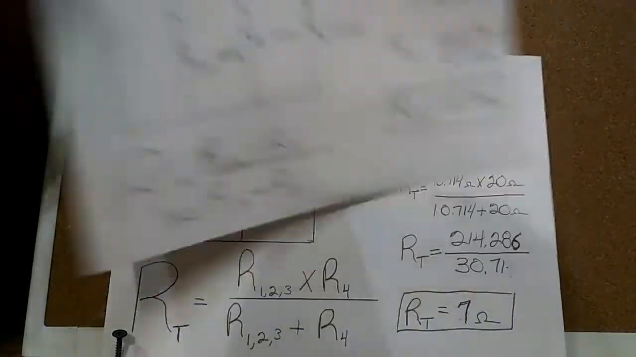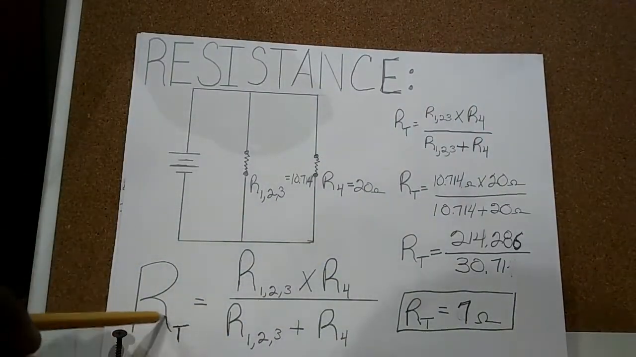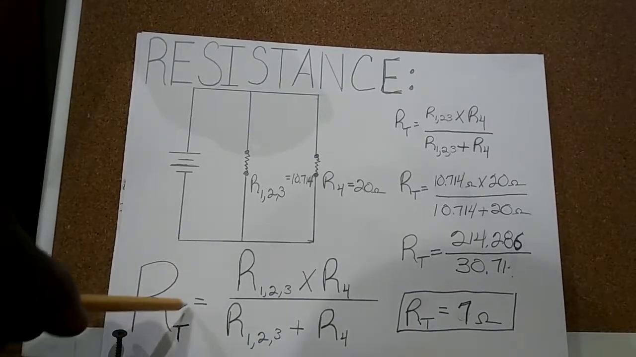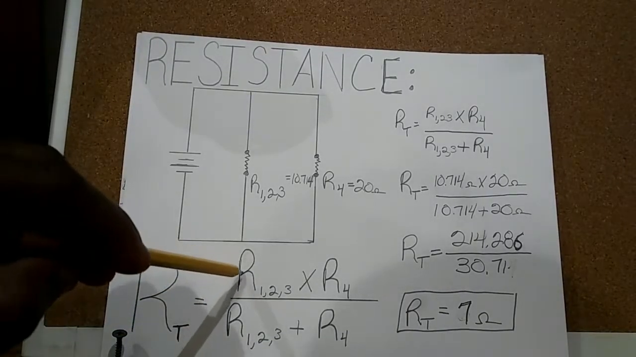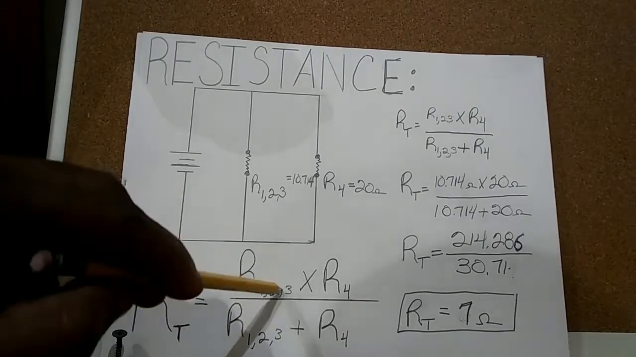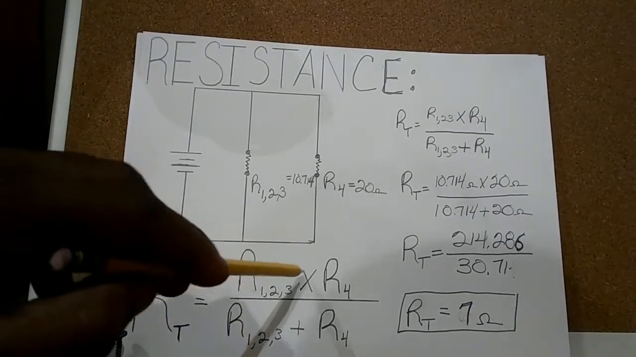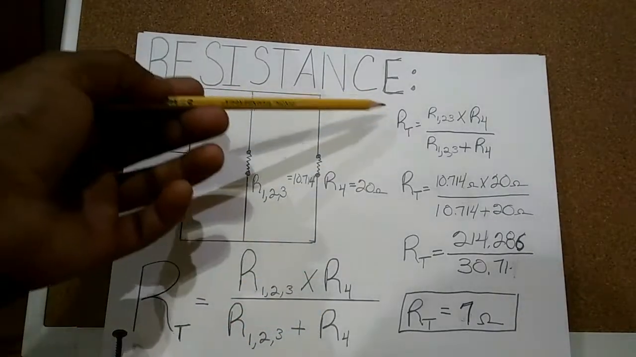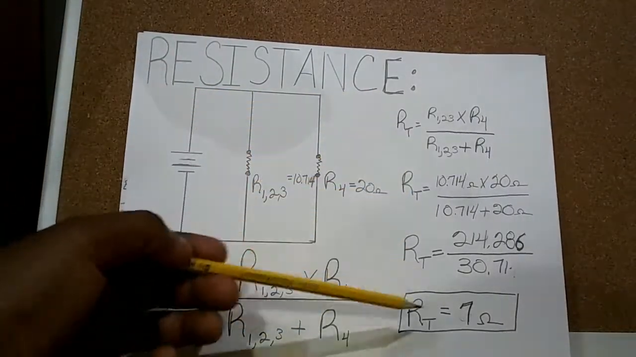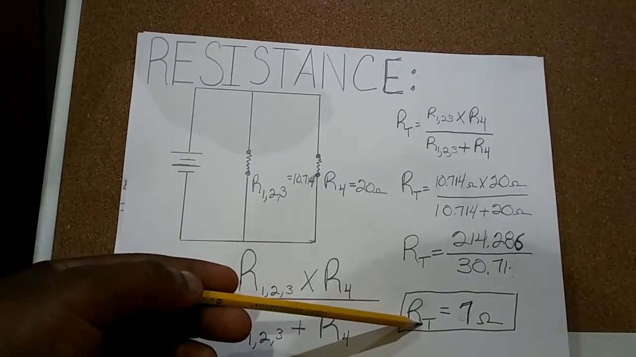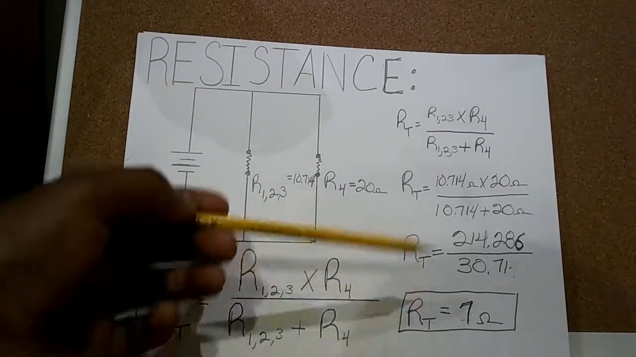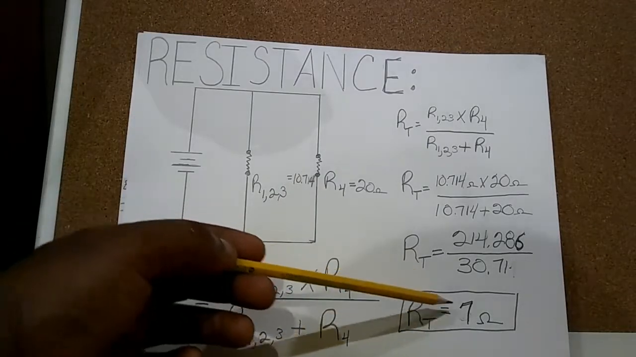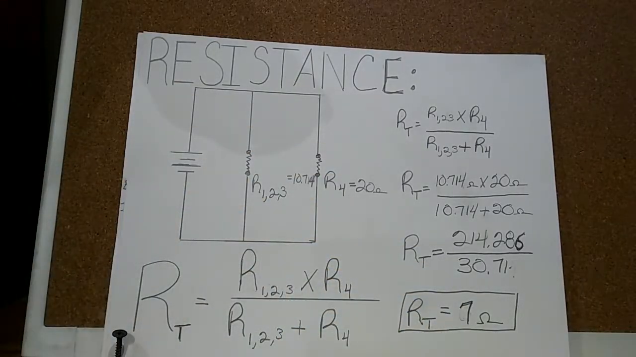Then you now use the product sum method to combine the last resistor, which is R sub 4. So the total resistance equals R sub 1, 2, 3, which we combined, times R sub 4, over R sub 1, 2, 3 plus R sub 4. When you do the math, you come up with the total, which would be 7 ohms. And that's how you would actually use the 3 formulas to get the total resistance.